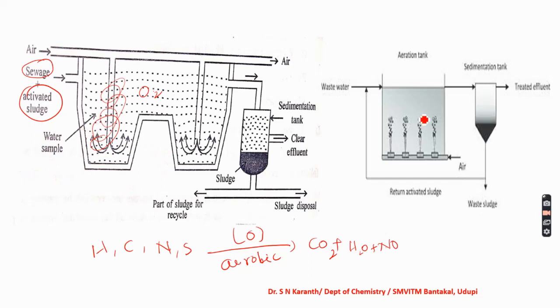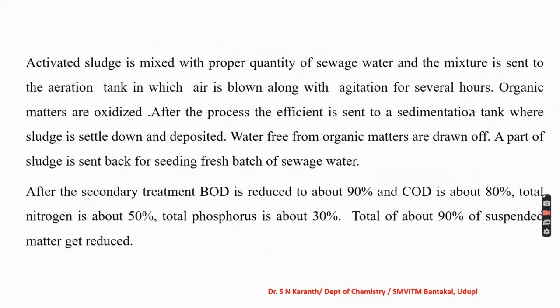Okay, so you can observe the different types of aeration tank. Here air is introduced from the bottom of the tank, and the mixing of oxygen with the water takes place, and then it is fed into a sedimentation tank. After the secondary treatment, the biological oxygen demand is reduced by about 90%, the chemical oxygen demand by about 80%, the total nitrogen by about 50%, and the phosphorus by about 30%.